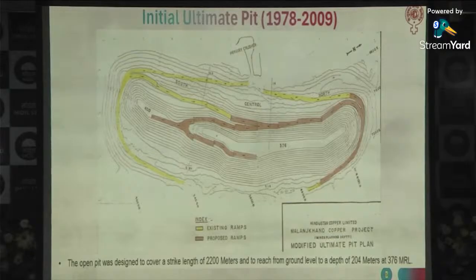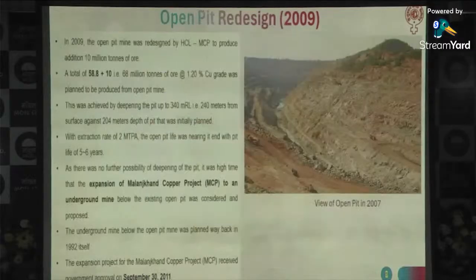And let me tell you, when this mine started, it was conceptualized that it would go underground at a future date. So in 1992 itself, a detailed study was done by Mitsui Metal Exploration Corporation, and a detailed report was also submitted. Then what happened? There was a delay in the commencement of the underground mine.